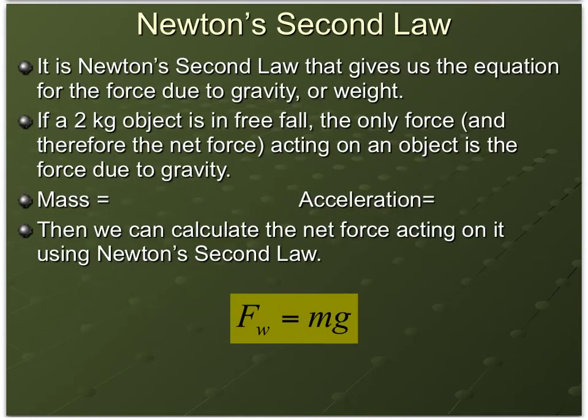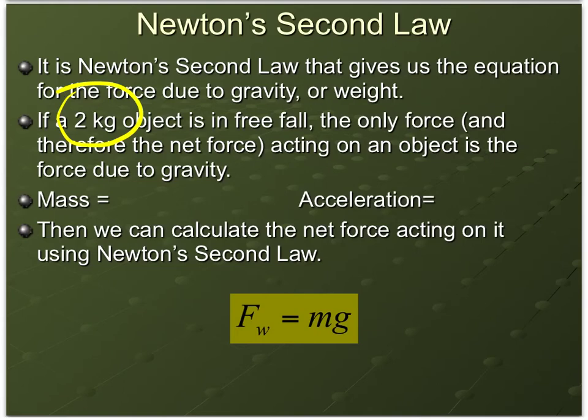So it's actually Newton's second law that gives us the equation for the force due to gravity, or weight. And so we added this equation to our formula card the other day, where Fw is equal to mass times g. So mass times gravity. And so if we look at this scenario here, we have a 2 kilogram object in free fall, the only force acting on it then is gravity. And so we know, since there's no normal force, the object is going to have a net force which is equal to the force of its weight.